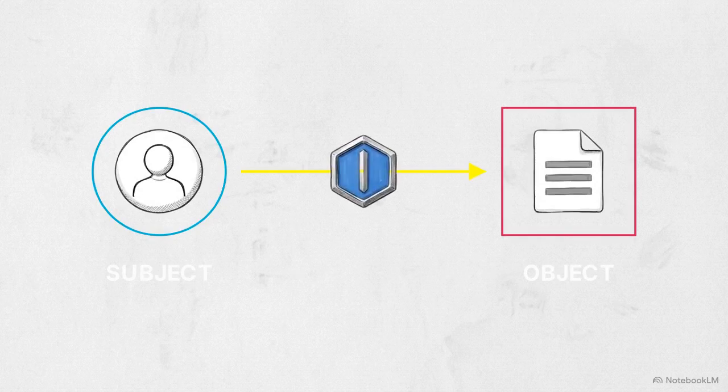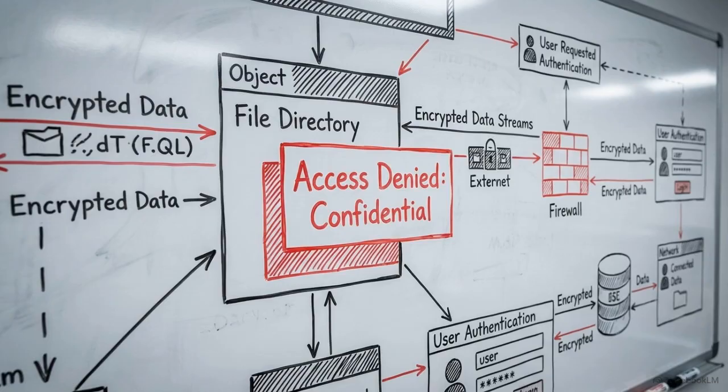This diagram illustrates the basic axiom. A circular subject, a user or program, requests access to a square object, like a file. In a state machine model, the system evaluates every request, calculating whether the connection keeps the system in a mathematically secure state. To define what secure actually means, architects look at two primary goals.